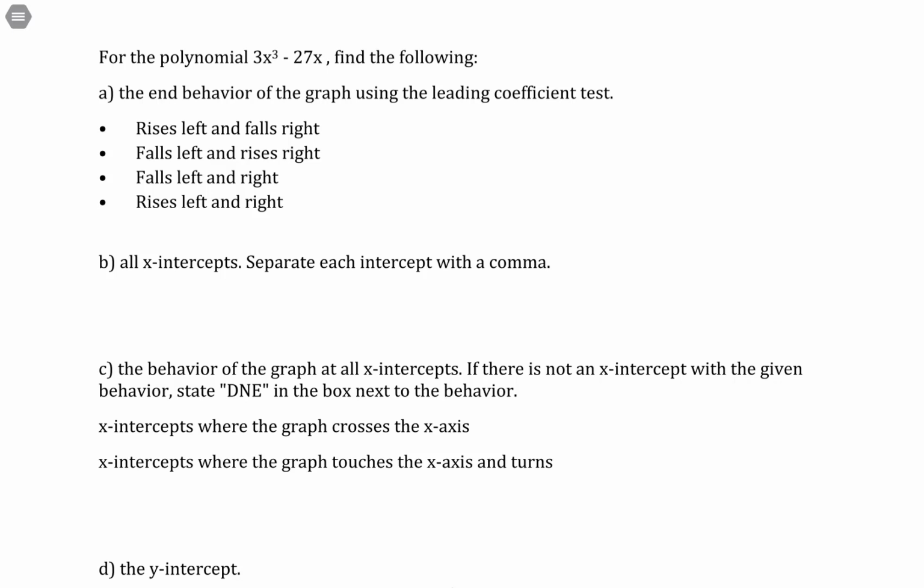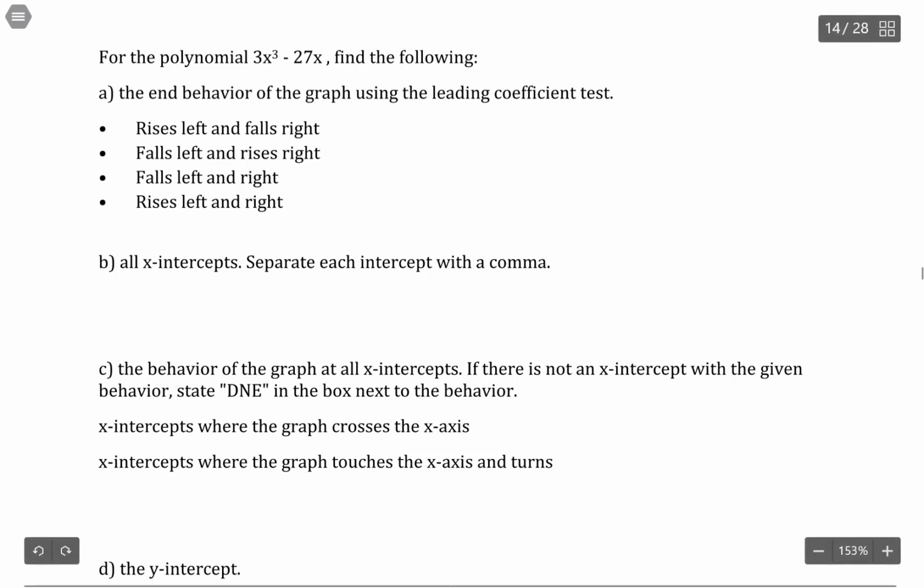For the polynomial 3x cubed minus 27x, find the following. First, let's find the end behavior of the graph. So to find the end behavior of the graph, we concentrate on the first term in the polynomial.